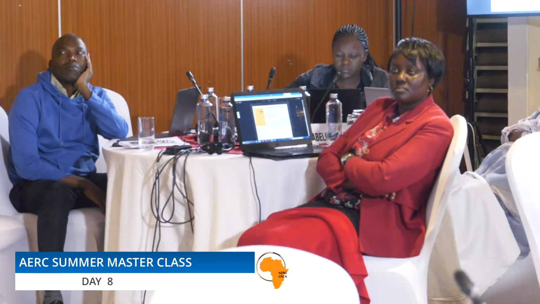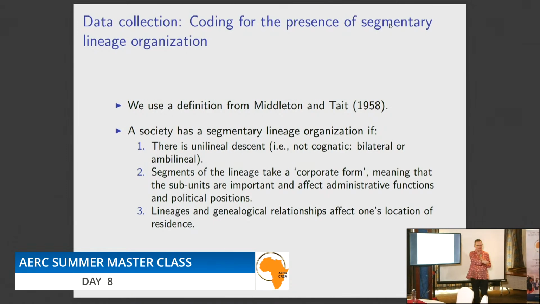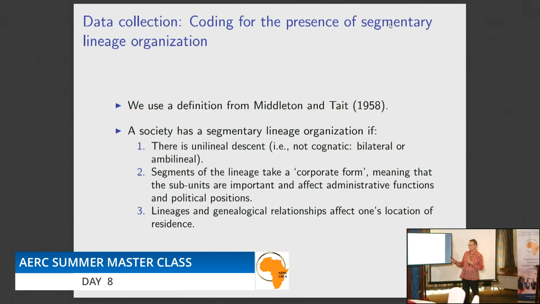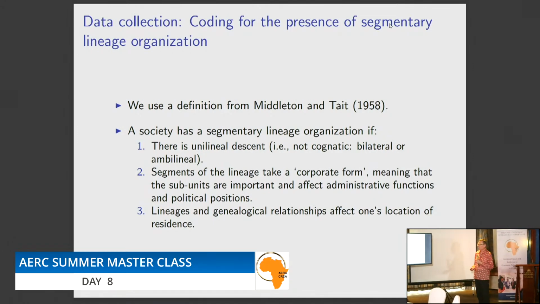So Middleton worked a lot in this part of Africa. And they proposed, in a book called Tribes Without Rulers, so they're talking particularly about so-called stateless societies, of which the Kikuyu would have counted as one in the pre-colonial period. And this is what they say: the segmentary lineage society has unilineal descent, as I mentioned. Segments take corporate form, as I mentioned, and genealogical relationship affects one's location of residence. Okay, so that's the three criteria. I already mentioned that. So what did we do?